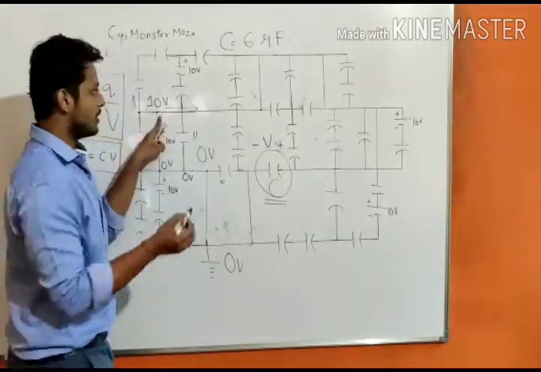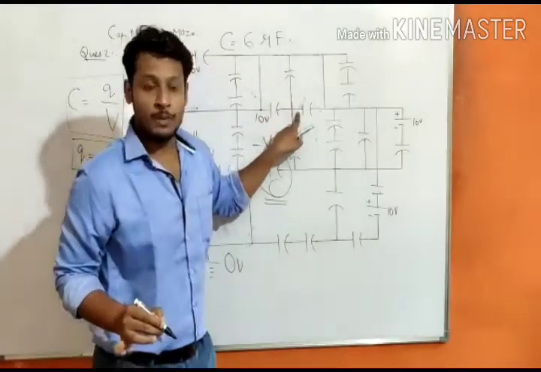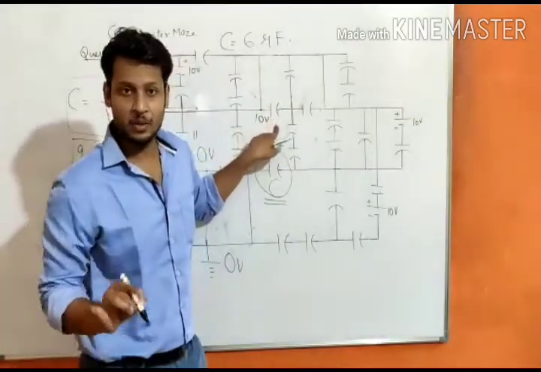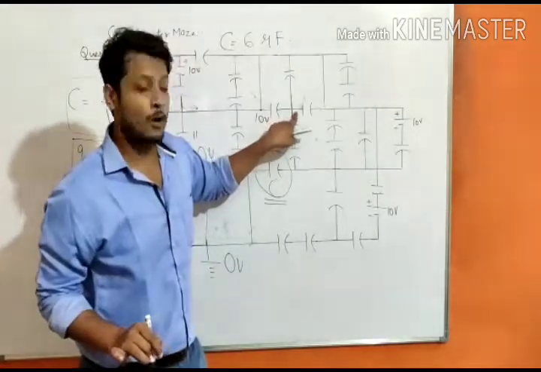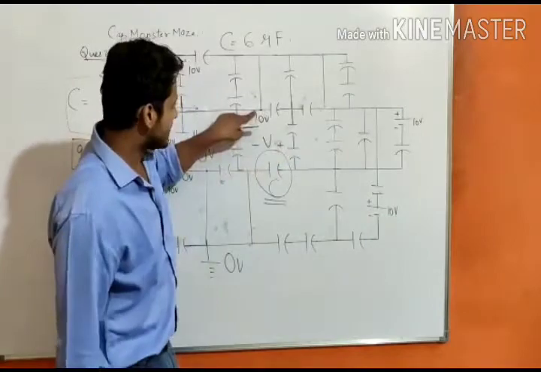Now this is 10 volt. Here it will also come 10 volt. Now you cannot say that here it will be 10 volt because our capacitor is connected here. You cannot say that this point will also be at 10 volt. No idea, you will get wrong results. So it is 10 volt.